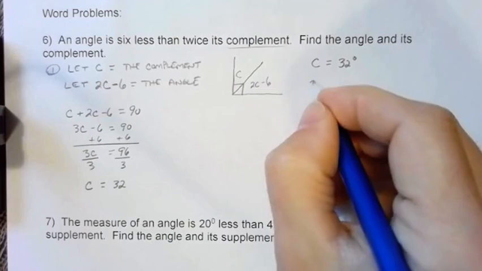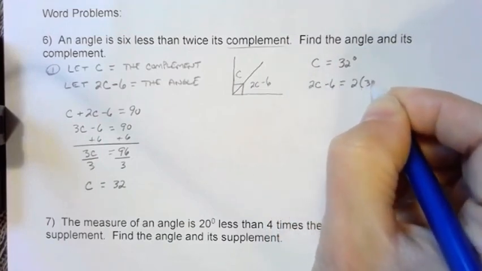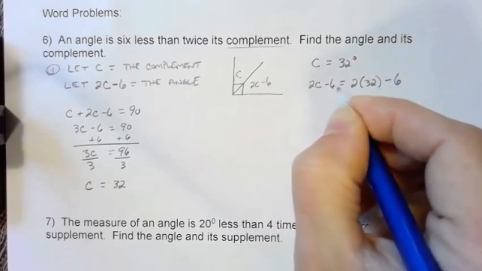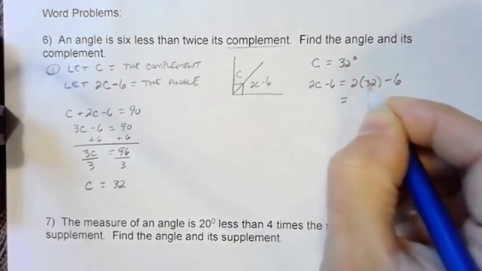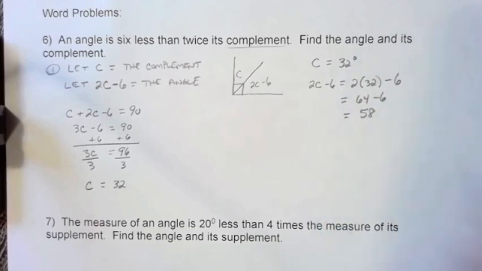The other angle, which was 2C minus 6, to figure that out, I'm going to substitute in 32 for C. So 2 times C minus 6 becomes 2 times 32 minus 6. 2 times 32 is 64, and when you take away 6 from that, you're left with 58 degrees.